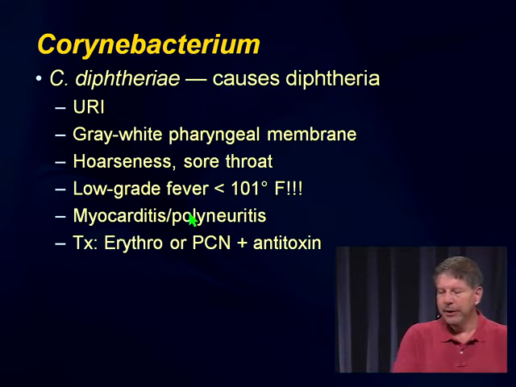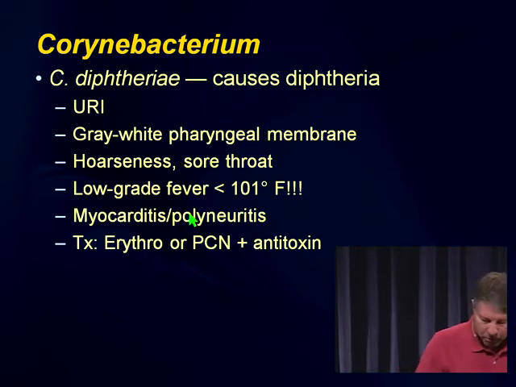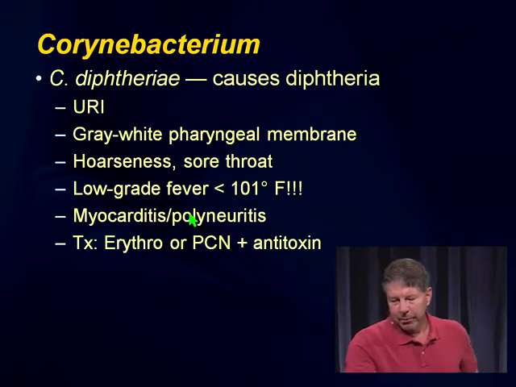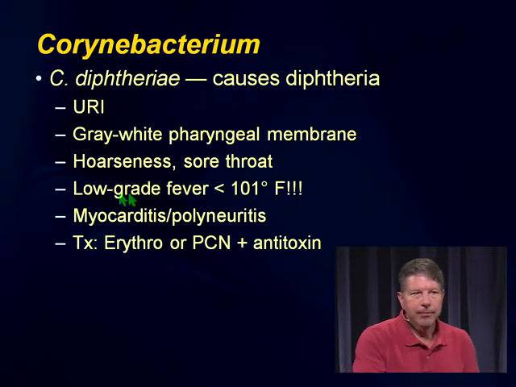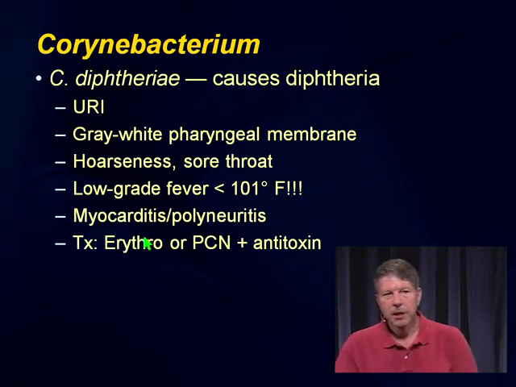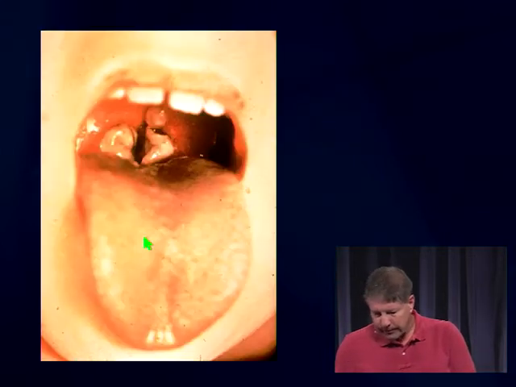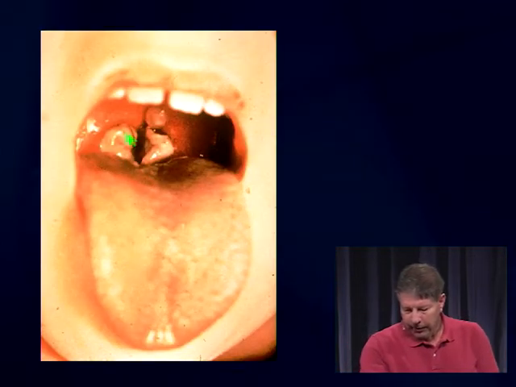The deal with this is you have sore throat, you have a low-grade fever, so it's not a high fever, it's low grade, and they'll show you with this gray-white pharyngeal membrane. I'll show you a picture of that here in a second. What we worry about with diphtheria, the big problem is the myocarditis that occurs with it. Treatments are erythromycin, penicillin, and this is another where you give an antitoxin. So here, there's this grayish membrane back here. Everybody see that? Okay.